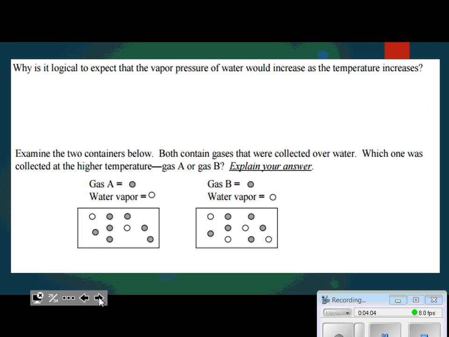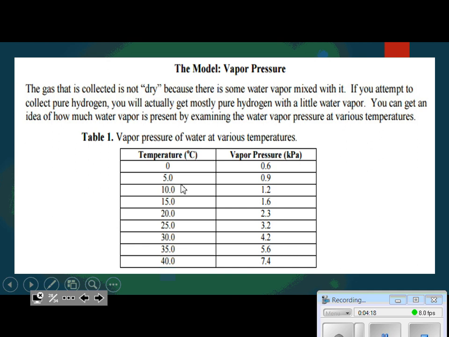So before we go into the math part of this, ask yourself, why is it logical to expect that the vapor pressure of water would increase as the temperature increases? If you look back here, as the temperature of a reaction mixture increases, the vapor pressure, or the pressure of water, also increases. So why does that make sense?